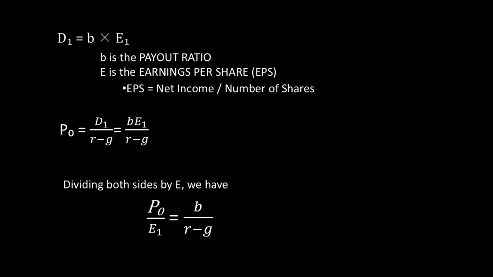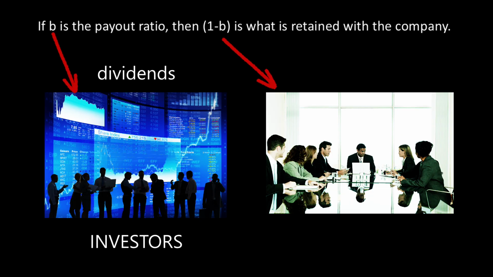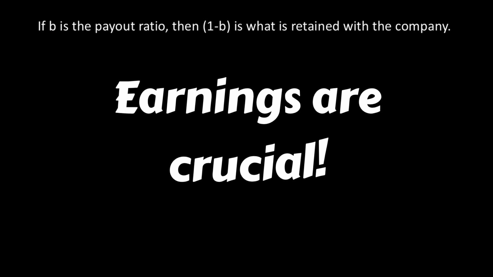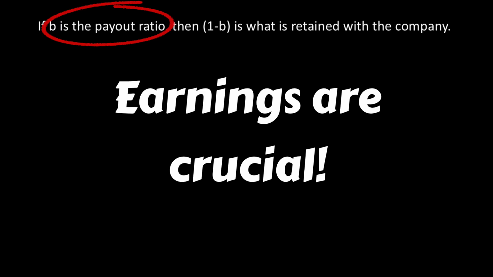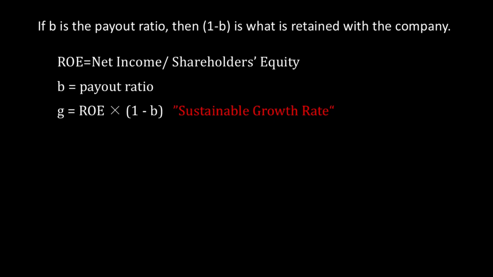Okay, so now let's connect growth G to how a company performs. If a company pays out B in dividends from earnings, then it retains 1 minus B of its earnings as reinvestment within the company to continue growing the company. Therefore, earnings are very important. They're the basis of all that the company can pay out in dividends, B, or retain internally, 1 minus B, to grow the company, which in turn grows future dividends.